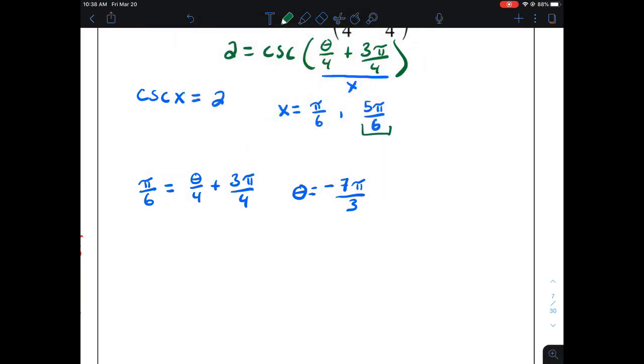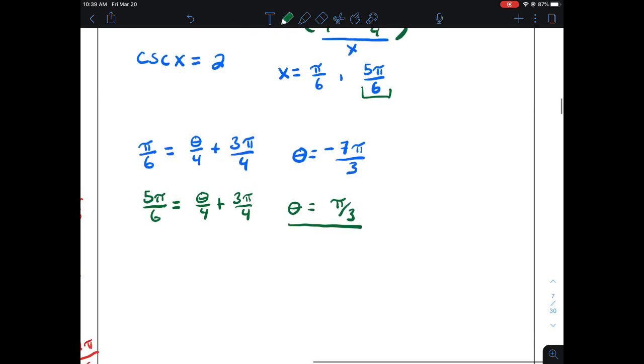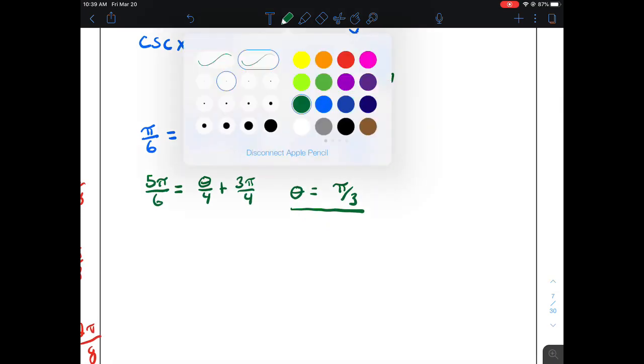Now, we'll do the same thing with 5 pi over 6. And say, all right, well, 5 pi over 6, I set that equal to what's on the inside. Solve for theta. So subtract the 3 pi over 4 to the left. You have to get common denominators, multiply by 4 after that, and we get theta to equal pi over 3. I have an answer here. Now, I don't stop because I have one. I want to continue the process like the previous example to see if there is more than one solution.